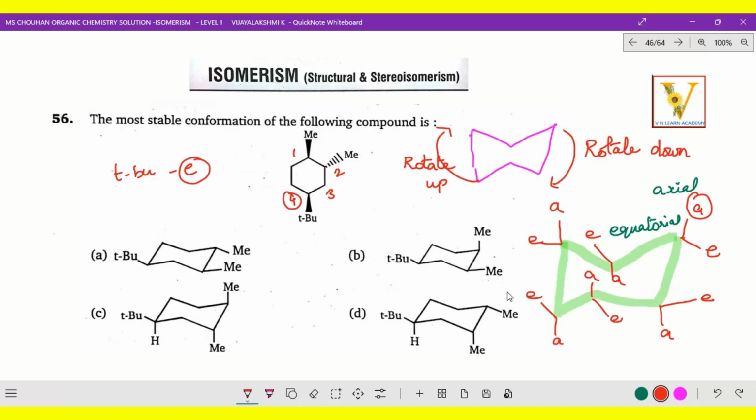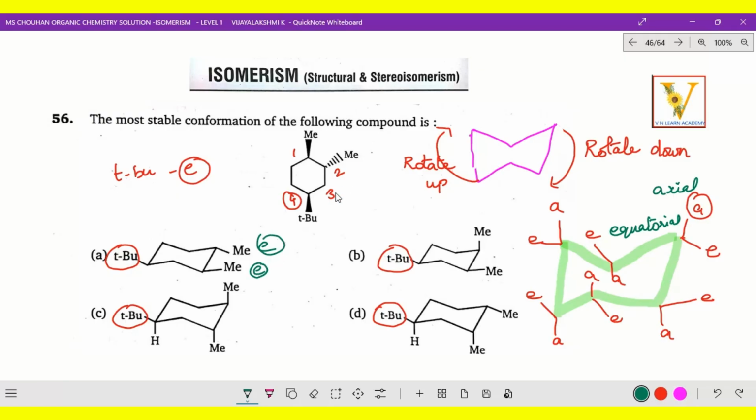Now, in options A, B, C, D, the T-butyl group is attached at equatorial. This point is equatorial. Group A is also equatorial only, compound B also equatorial only, compound C also equatorial, and compound D also equatorial only. The position does not matter. Now for the next group, where it is attached, we have to check. Now in the first compound, this is equatorial, and the second one is also equatorial, one upon the other.